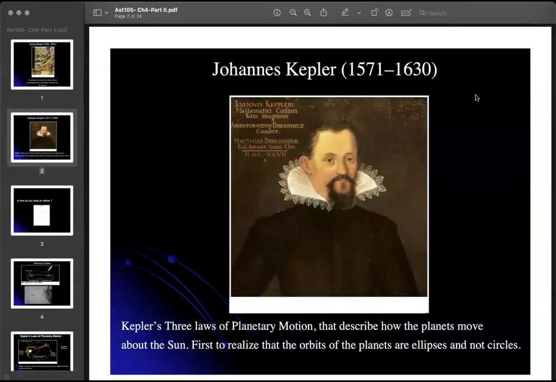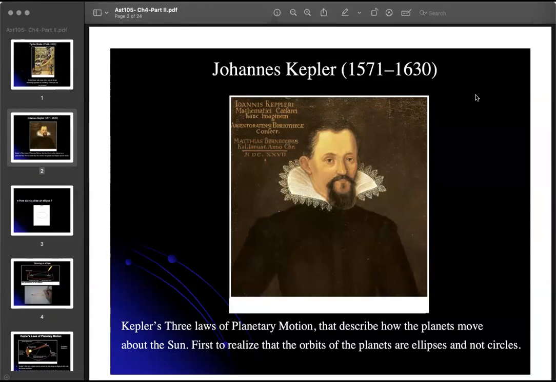All right, so next in the history of astronomy comes Johannes Kepler, and his contribution was he used the records created by Tycho Brahe and he came up with laws of planetary motion that describe how the planets move about the sun. He was the first to realize that the orbits of planets are ellipses and not circles.